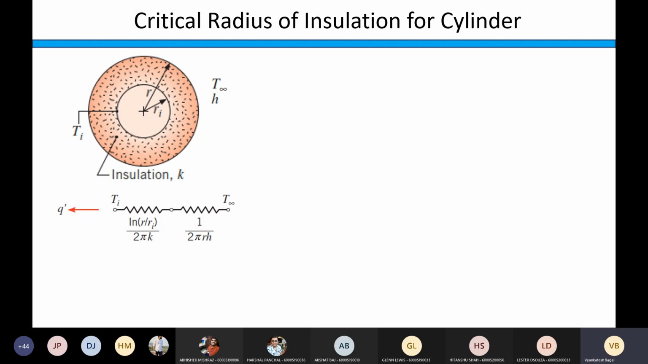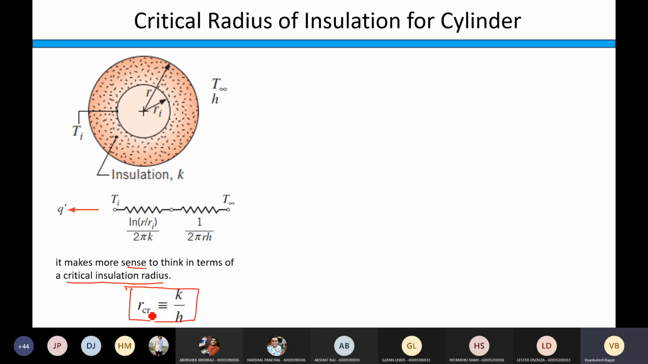Now we will replace the term optimum thickness of insulation by the term critical radius of insulation or critical thickness of insulation. The same diagram is shown here, and based on the previous slide we conclude that it makes more sense to think in terms of critical insulation instead of optimum insulation. So that term K by H is nothing but the critical thickness of insulation. This RCR, or you can simply write RC, the critical radius of insulation, is given as K by H.